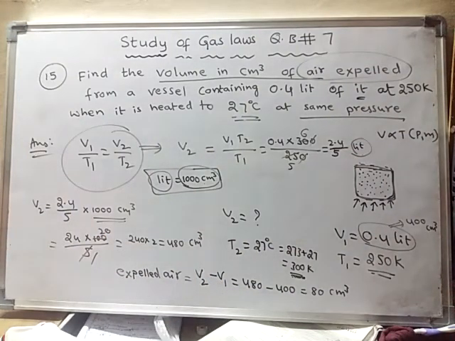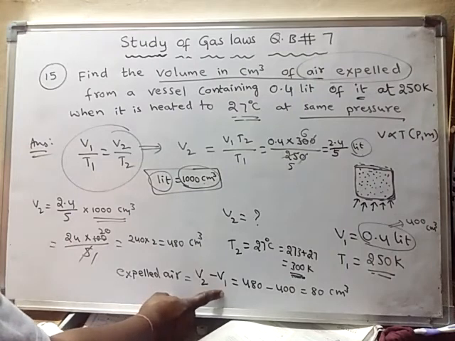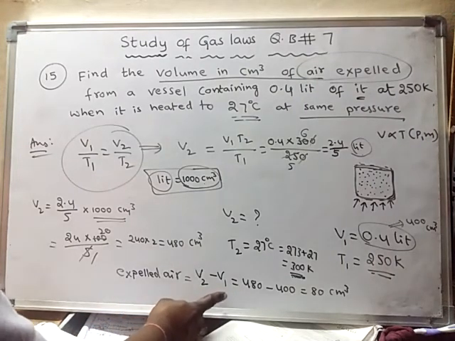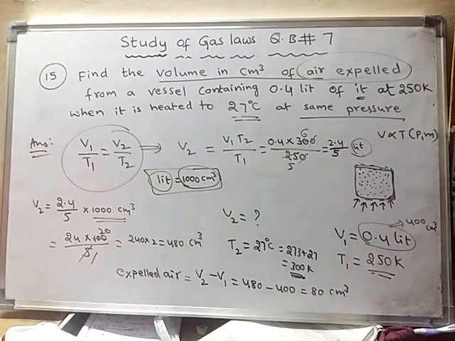So from this it is understood that expelled air can be known by removing the initial volume from the final volume. Upon subtracting the initial volume from the final volume, we will get 80 centimeter cube. Here 80 centimeter cube of air is expelled from the vessel when the vessel is heated from 250 Kelvin to 300 Kelvin. Okay, right. So with this, the 15th question is finished.